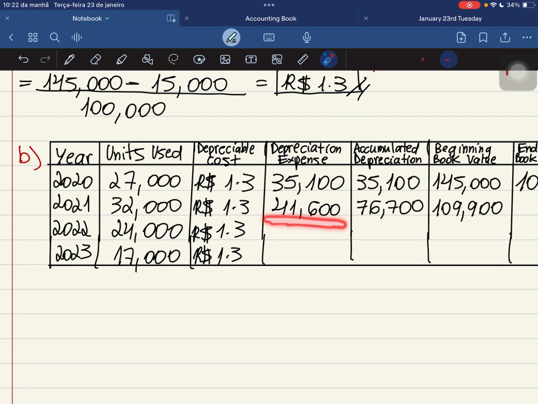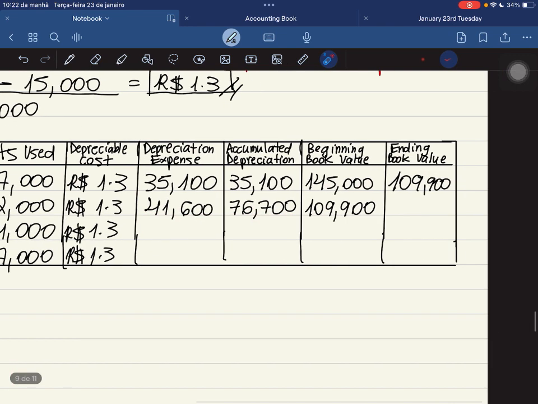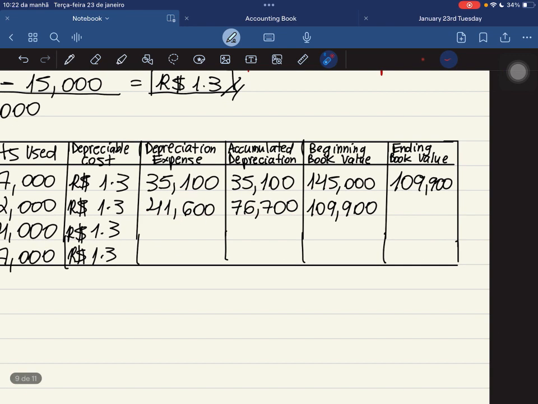Okay, and again, remember, this is the beginning book value minus the depreciation of the same year, right? This is the accumulated one. You have to subtract 41,600, and that gives us 68,300. Same thing, right? Ending book value equals the beginning book value of the following year.